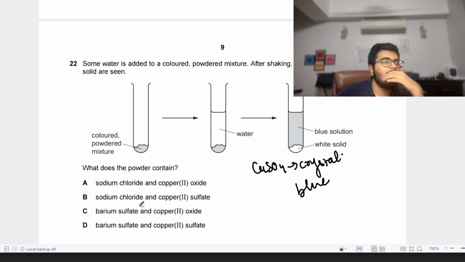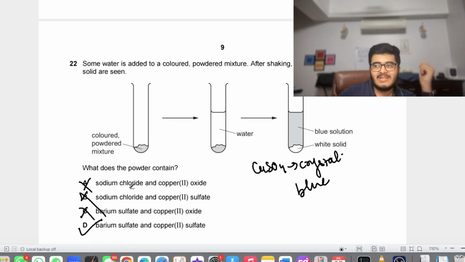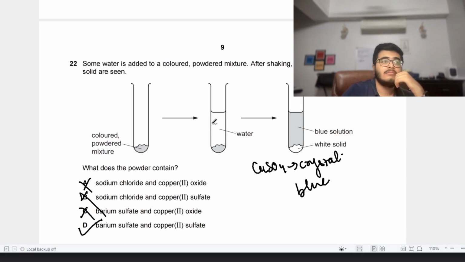So copper oxide, wherever oxide is there, that is not the answer, because we know it's blue, so it has to be CuSO4 or copper sulfate, right? Then we all know that both of the mixture should be colored. Is barium sulfate colored? Yes, it is. Why? Because it is a transition metal. Is sodium chloride colored? So the correct answer is D. This is how you manage things to get an appropriate answer.